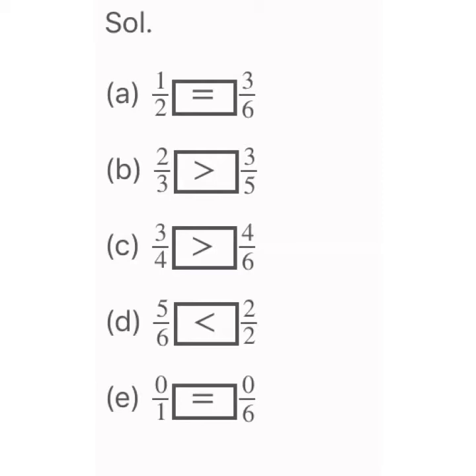Children, here 2 by 2 is greater because 2 by 2 means 1 the whole, and 5 upon 6 is lesser than 1. That means here 2 by 2 is greater than 5 by 6. Now the next one is 0 upon 1 and 0 upon 6. Children, here whatever is the denominator, the value of 0 will remain 0 only. That is why both these fractions are equal. That means 0 upon 1 is equals to 0 upon 6.